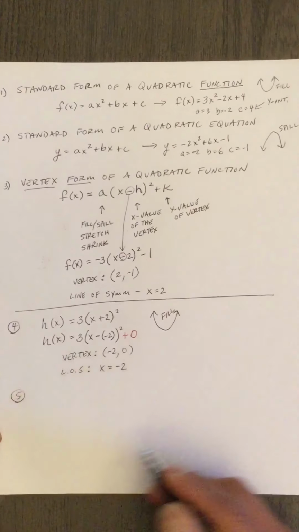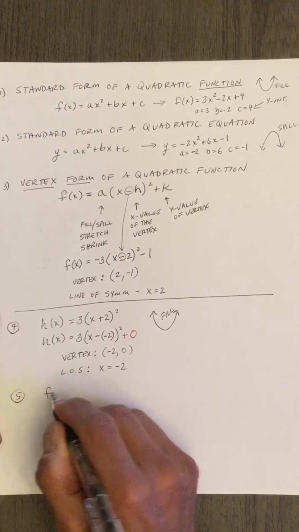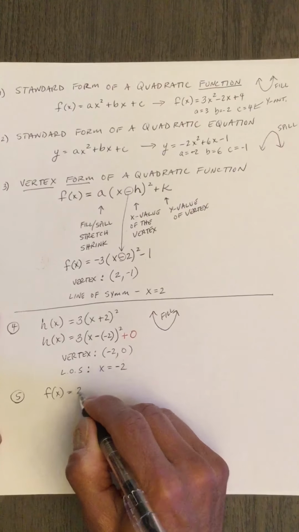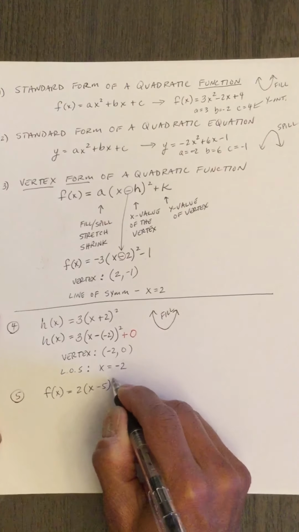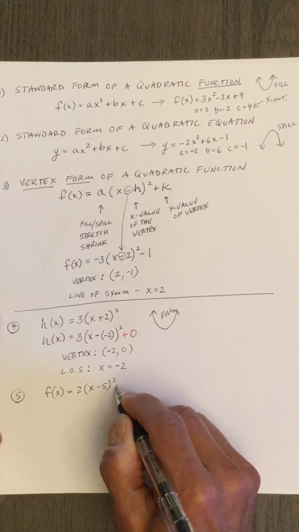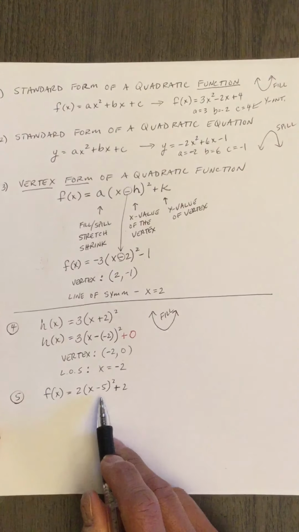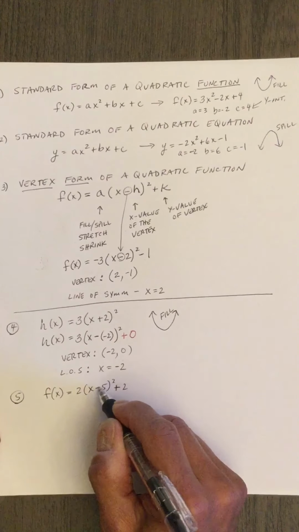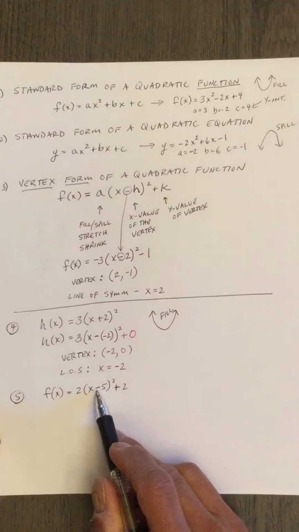Let's do one more. If I take something like this, f of x equals 2 times (x minus 5) squared plus 2. Now this one's kind of easy. And the reason why it's easy is because, see the minus sign right here? That's part of the formula, okay?